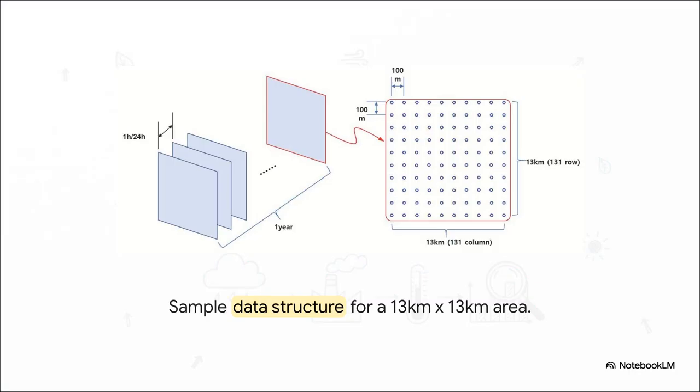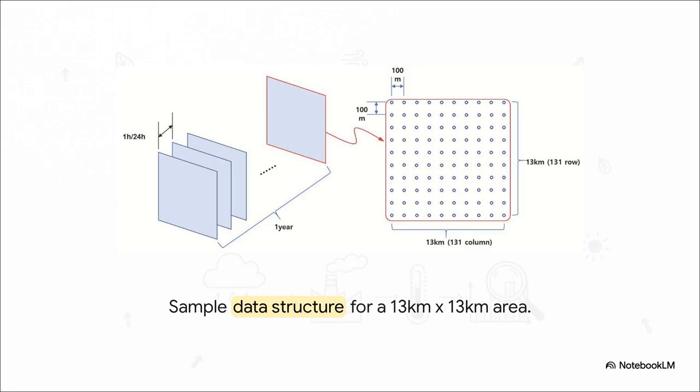To really appreciate the solution here, we've got to wrap our heads around the massive scale of the problem. Capturing air data isn't just about sticking a single sensor in the ground. Air takes up a massive volume, changing horizontally across the terrain and vertically up into the sky, constantly shifting over time. The researchers in our source material looked at a sample area of 13 by 13 kilometers.